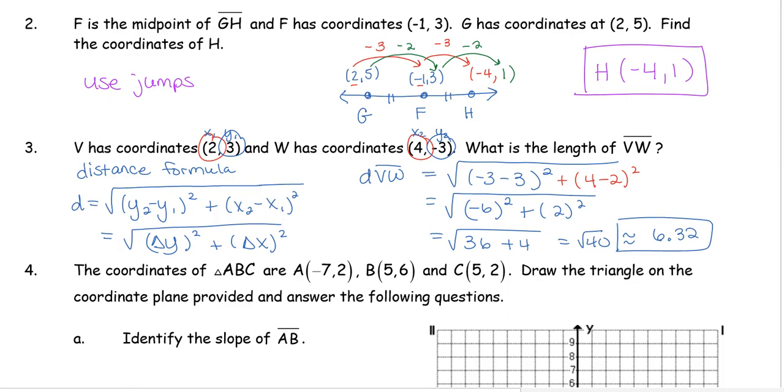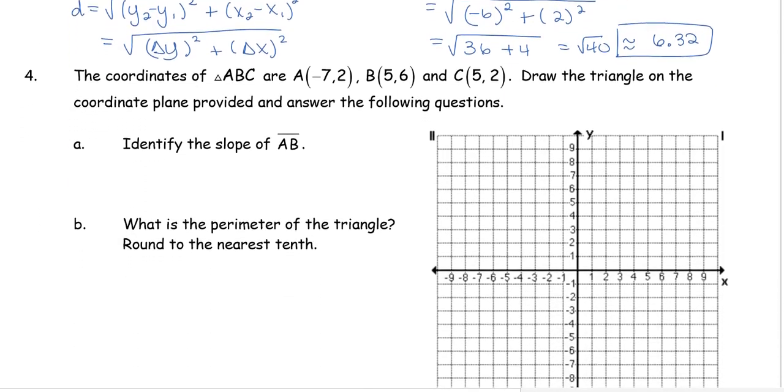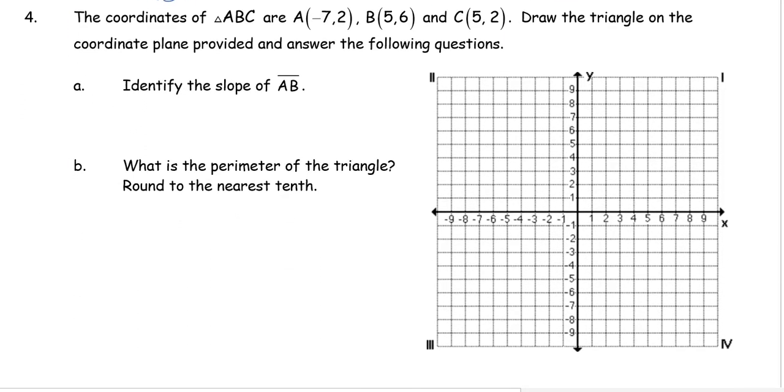When I do want you to round, I will indicate in the directions where I want you to round to. All right, our last problem, and this is a big one. We have this coordinate plane, and on the coordinate plane, I'm giving you 3 points to form our triangle ABC. So the first thing we do is start by making that triangle ABC.